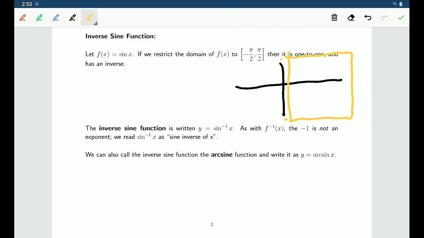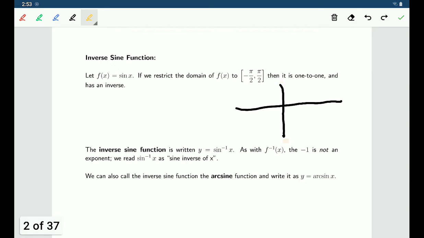And the reason why we're going with quadrants 1 and 4, remember that in quadrant 1, sine would be positive, and in quadrant 4, cosine is positive, which means sine would be negative. In other words, we have one quadrant that's going to give us our positive values for sine, and one quadrant that's going to give us our negative values for sine. So in between negative pi over 2 and pi over 2, sine will go through its whole range of possible y values from negative 1 to 1.